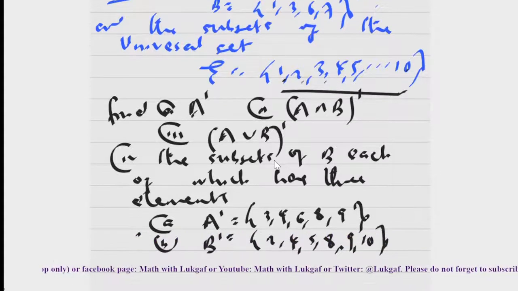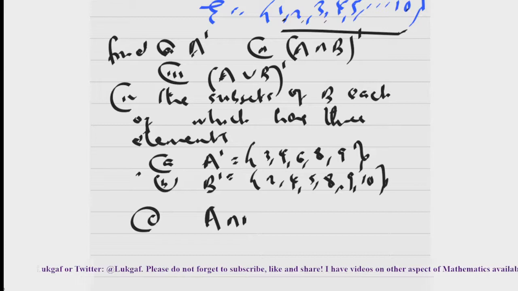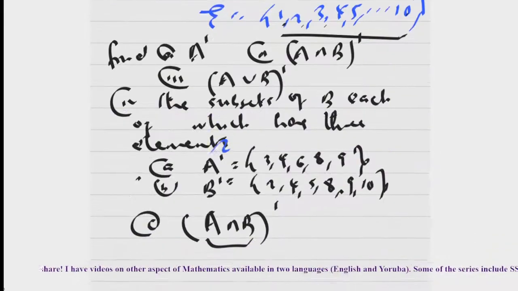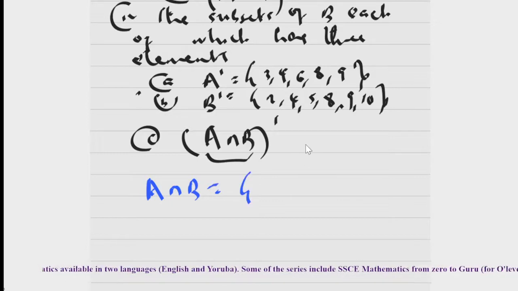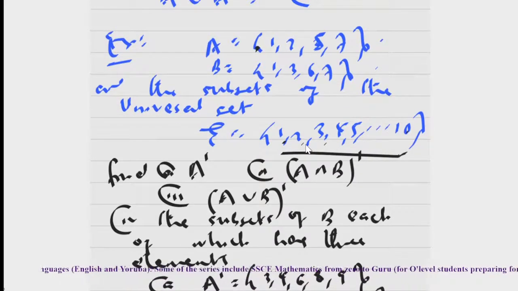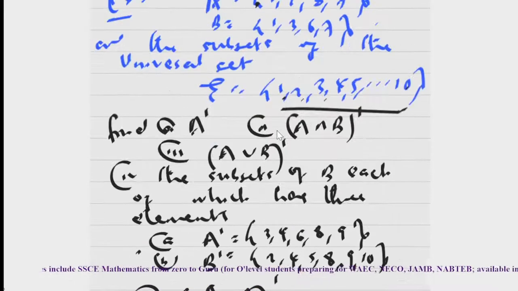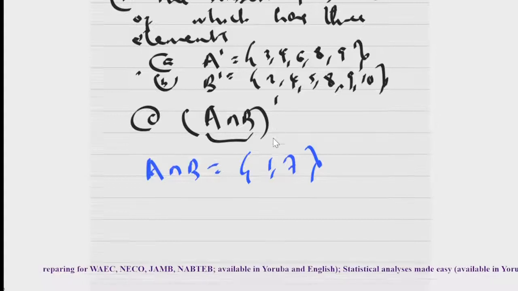Now the question asks us to find A intersection B complement. But you cannot find A intersection B complement unless you know what A intersection B is. So what will now be your A intersection B? What are the common elements to both sets? I think it is 1 and 7 only. You can see 1 is here, 1 is also here. You understand now? So 1, 7.